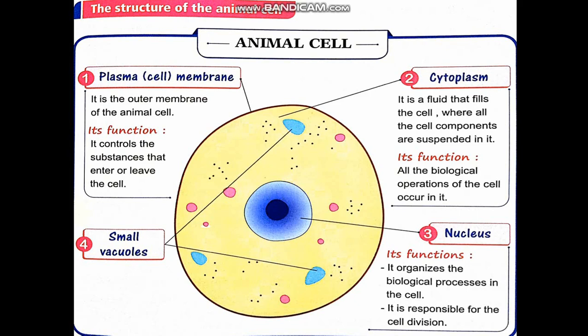Number 2, also like plant cell, it's a fluid that fills the cell where all the components are suspended in it. And its function is that all biological operations of the cell occur in it. The nucleus, its function also is to organize the biological processes in the cell and it's responsible for cell division.